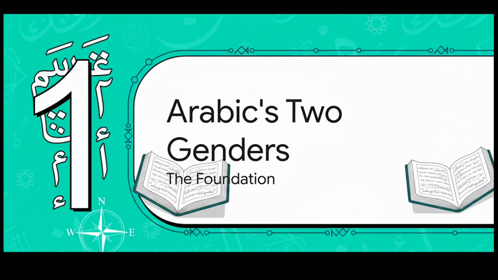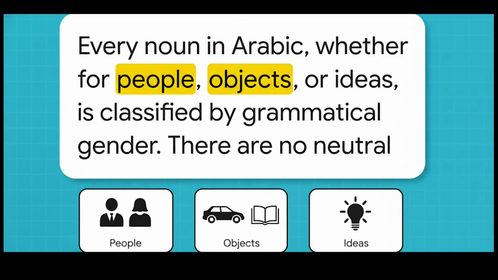First things first, we need to establish the foundation. Before we get into any of the tricky parts or exceptions, we have to understand the basic landscape of nouns in Arabic. And get this, every single noun, whether it's for a person, an object like a car, or even an abstract idea like freedom, is grammatically classified. There are no neutral nouns in Arabic, so everything has to fall into one of two categories.